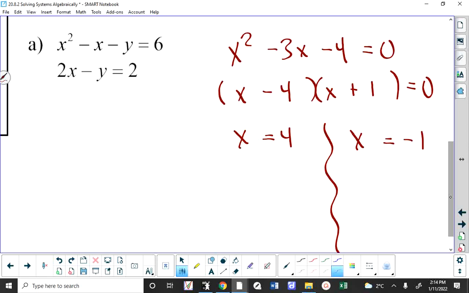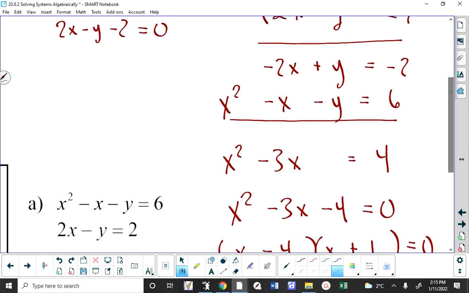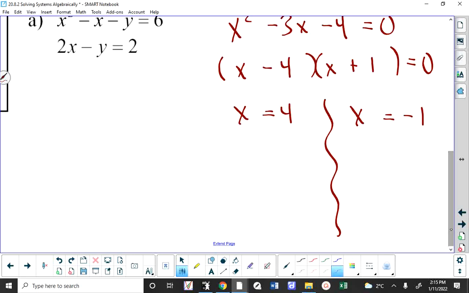Are we done? No, we have to find the y coordinate, right? We're solving a system. So how do we find the y coordinate? Well, we can use any of these equations. By the way, when I say you can use any of the equations, you can use either of the two equations you started off with. You can use this equation that you got when you multiplied one of them by -1. It doesn't matter which equation you use. I'm going to use the second equation.